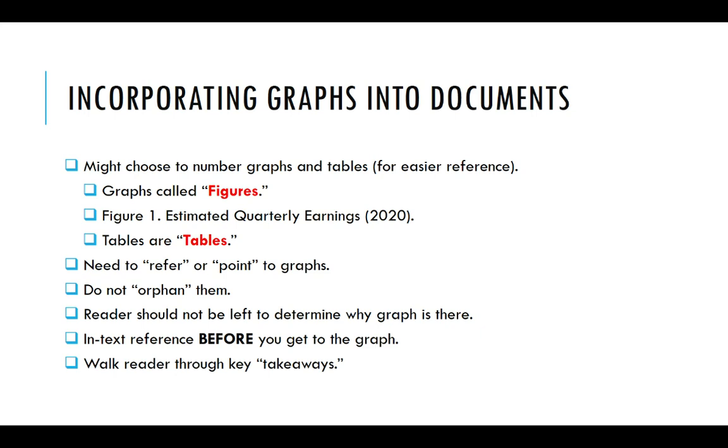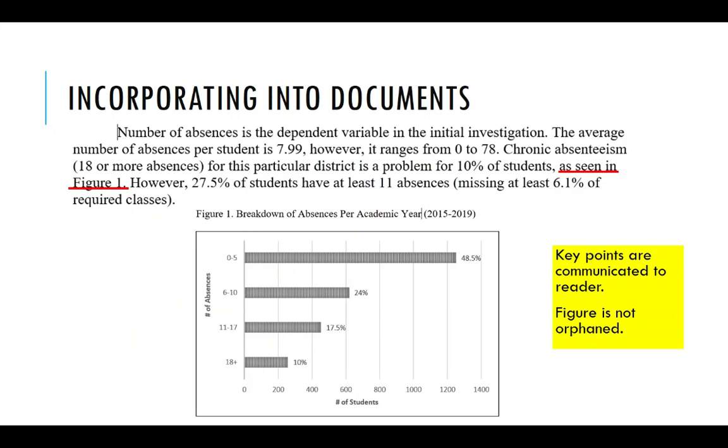Now, there is an art to deciding how much to talk about. You don't want to talk about too little. You don't want to talk about too much. So you have to find the balance. So here's an example, and I pulled this from a paper that I did with a school system.